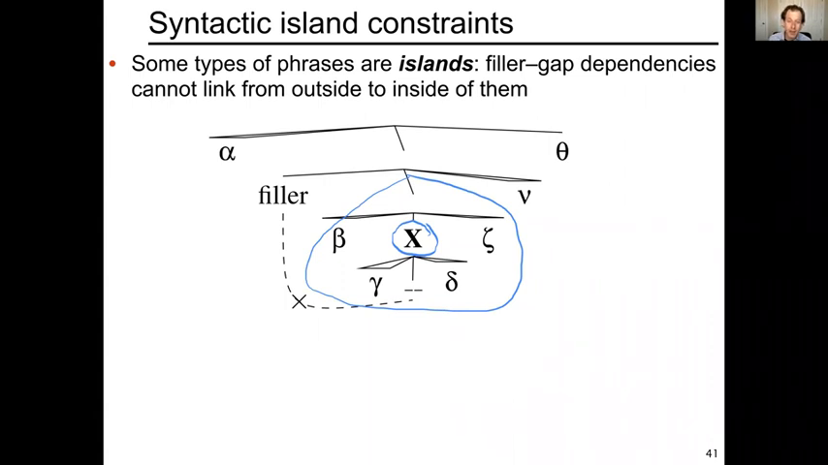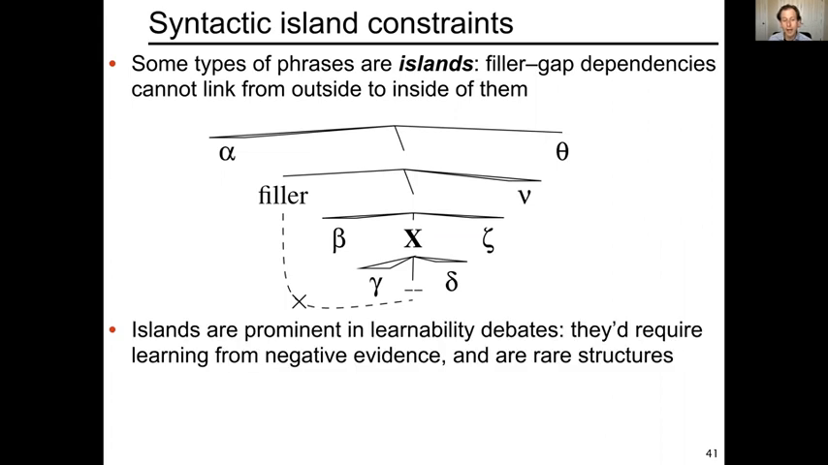So a filler outside an island cannot have its gap inside an island. And that's a remarkable syntactic fact. It was discovered over 50 years ago, very early on in the development of generative grammatical theory, and is the subject of a lot of attention in the theory of language. One thing about islands is that they're prominent in learnability debates.